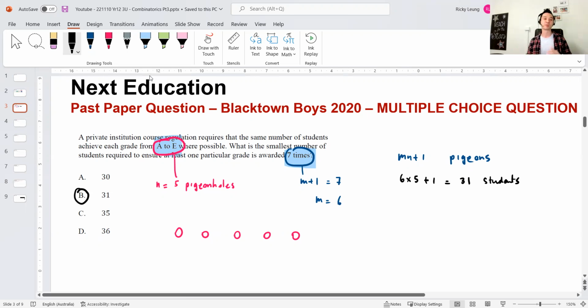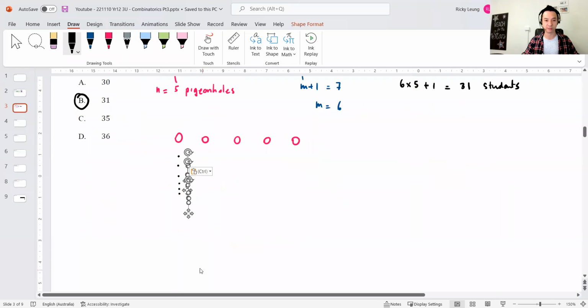So let me play that through again. I've got 5 pigeonholes. If I want one of these to have 7, and I spread it evenly, then each of the pigeonholes must have 6 at least. That makes 30, and then one more will tip it over to say that at least one of these holes would have 7. So in this case, 31 is the answer.